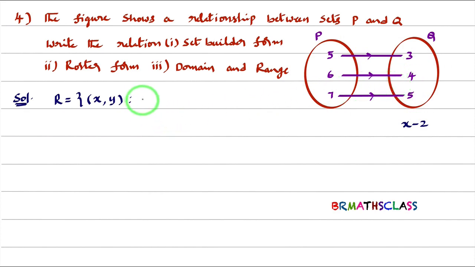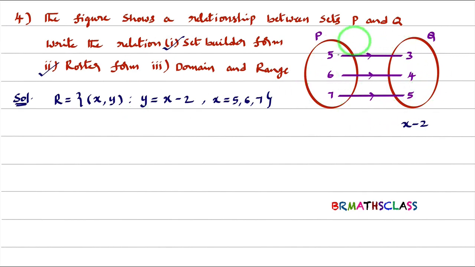Okay. So what I'll write here: y equals x minus 2. The value of y is 2 less than x. Here, x we can take as 5, or 6, or 7. All these things I am writing by using this arrow diagram. Okay, so I have written this relation in set builder form. So the first bit is over.